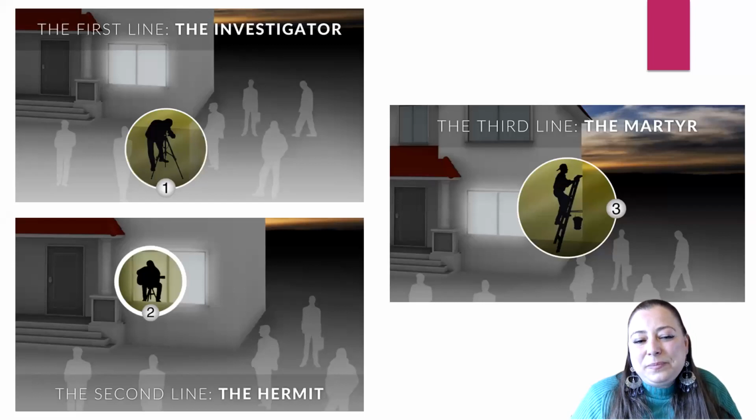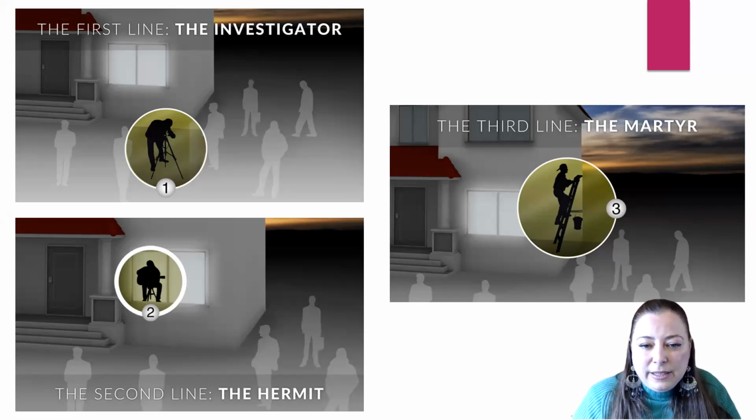So the first line, we have the investigator, introspection and constant process of looking inwards and getting to the basis of things, to the foundation, and investigating different possibilities to gain a solid picture.